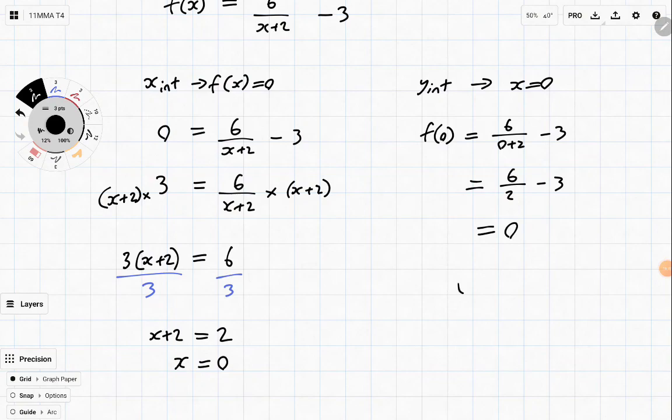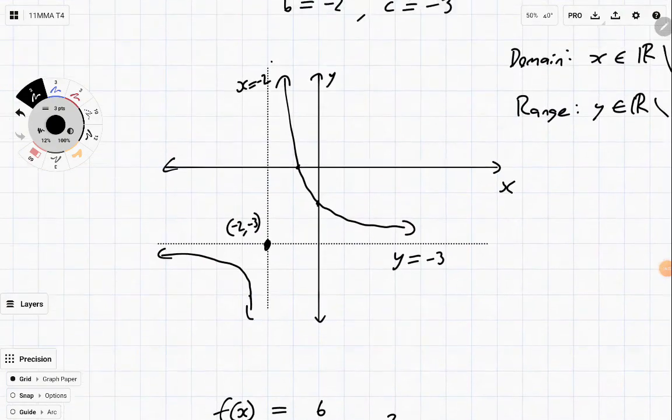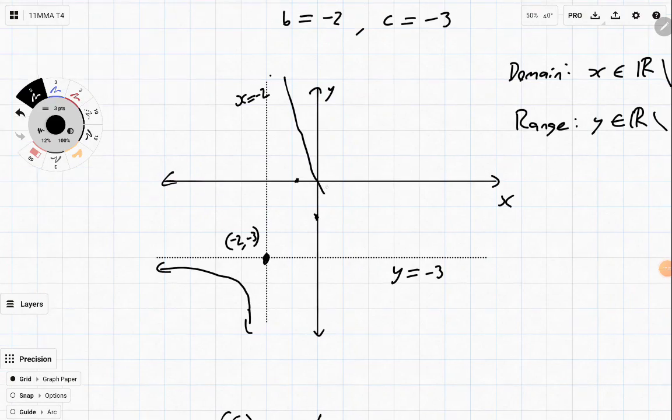So I've actually misdrawn this, because this shouldn't have an x-intercept and a y-intercept separately, because the x-intercept and the y-intercept are exactly the same, and it's the origin. Alrighty, so here's a little playing with sketching these different functions.